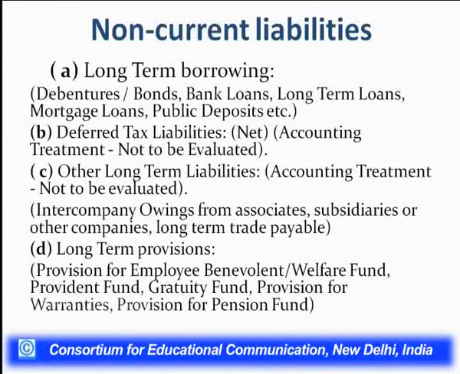C part says other long-term liabilities, and the accounting treatment is that it is not to be evaluated if it is some intercompany transaction pertaining to associates, or some dealing between a parent and a subsidiary company. So that needs to be excluded in the value. And the last is long-term provisions. Long-term provisions may include provision for employee welfare, provisions for benevolent fund, provident fund, gratuity fund, all those heads, right. So this is the non-current liabilities.